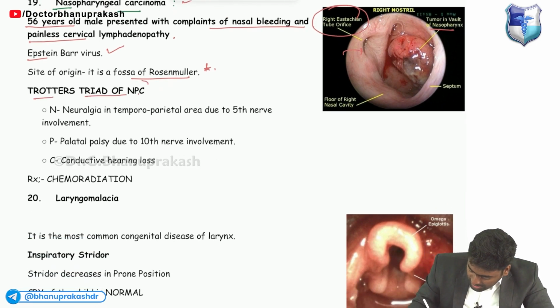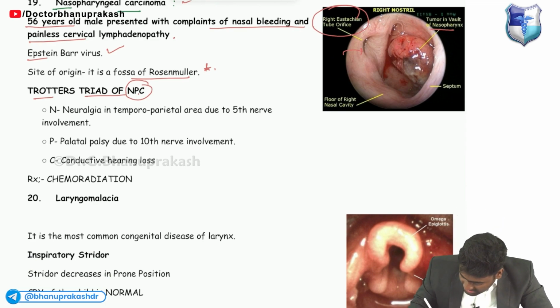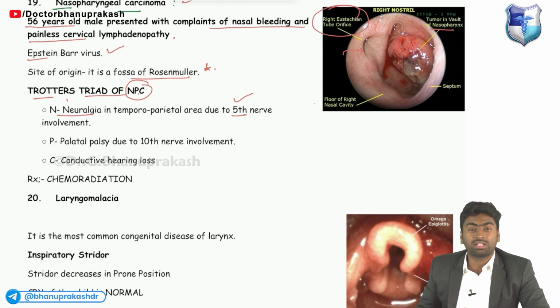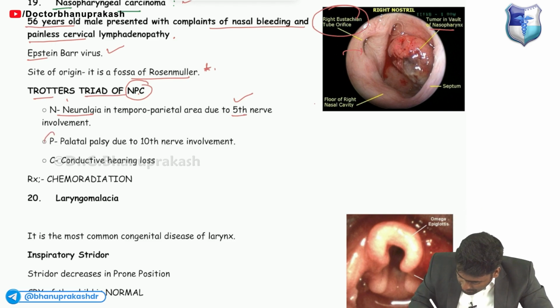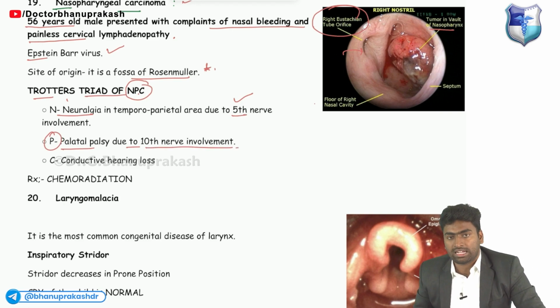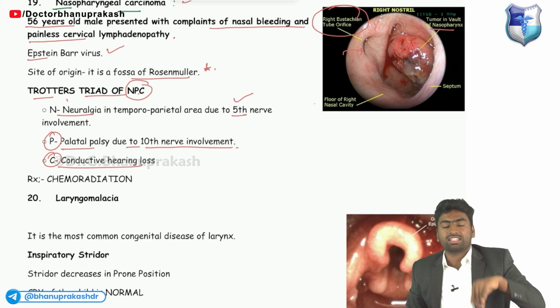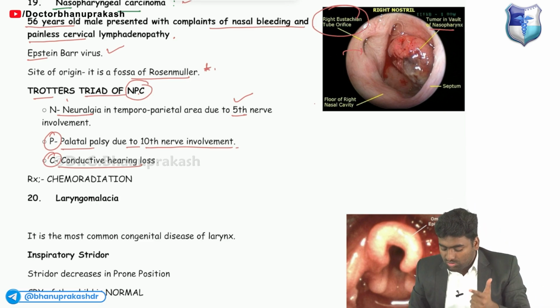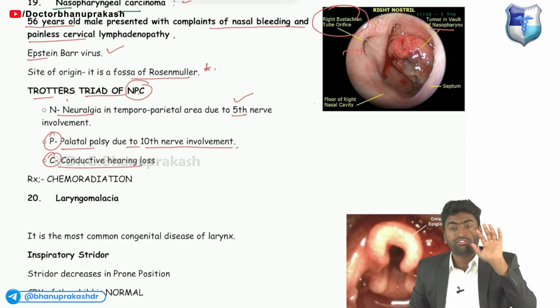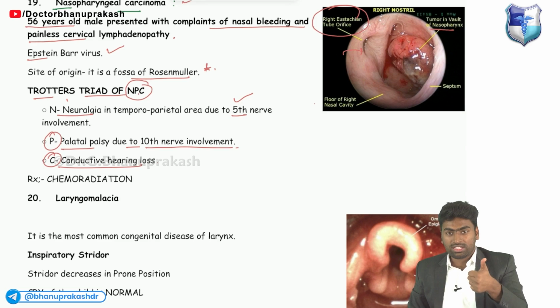It can lead to a triad known as Trotter's triad, which can be remembered by the mnemonic NPC. Initially there will be neuralgia, due to involvement of the 5th nerve, and there is palatal palsy, ipsilateral palatal palsy, due to involvement of the 10th cranial nerve, and there will also be ipsilateral conductive hearing loss. So NPC: neuralgia, palatal palsy, and conductive hearing loss.